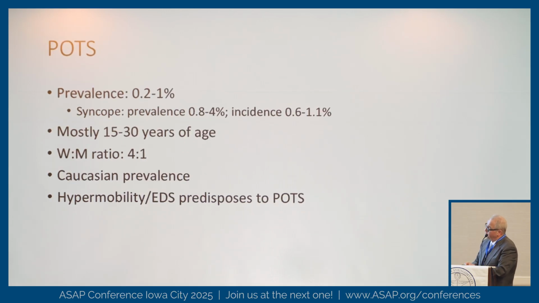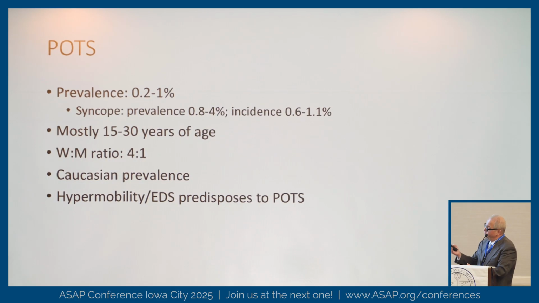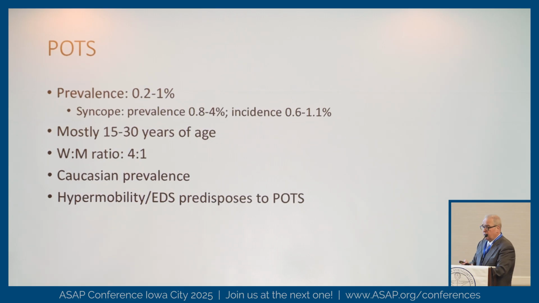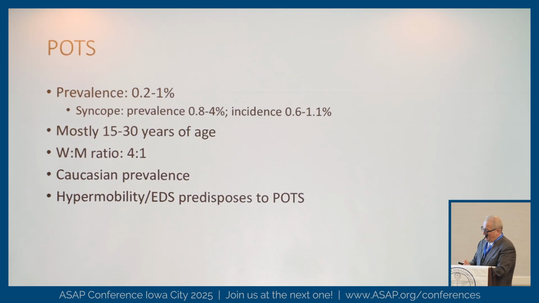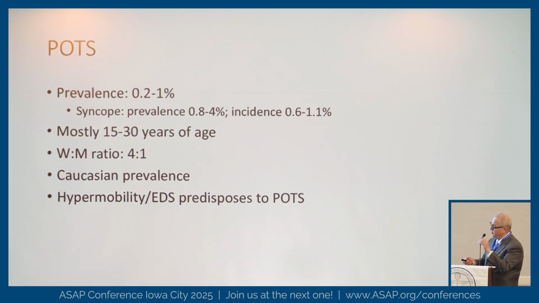We think it's between 0.2 to 1%, compared to syncope, which is fainting, where the prevalence is 0.8 to 4%. But that's a lot of people, particularly if you think of young active people getting POTS. It's usually a disorder of young patients, 15 to 30 years. Women outnumber men by a lot. It really is 4 to 1. And there is a prevalence in Caucasian patients. White patients seem to get it more than African American or Latinos. And then hypermobility and EDS predisposes you to POTS.